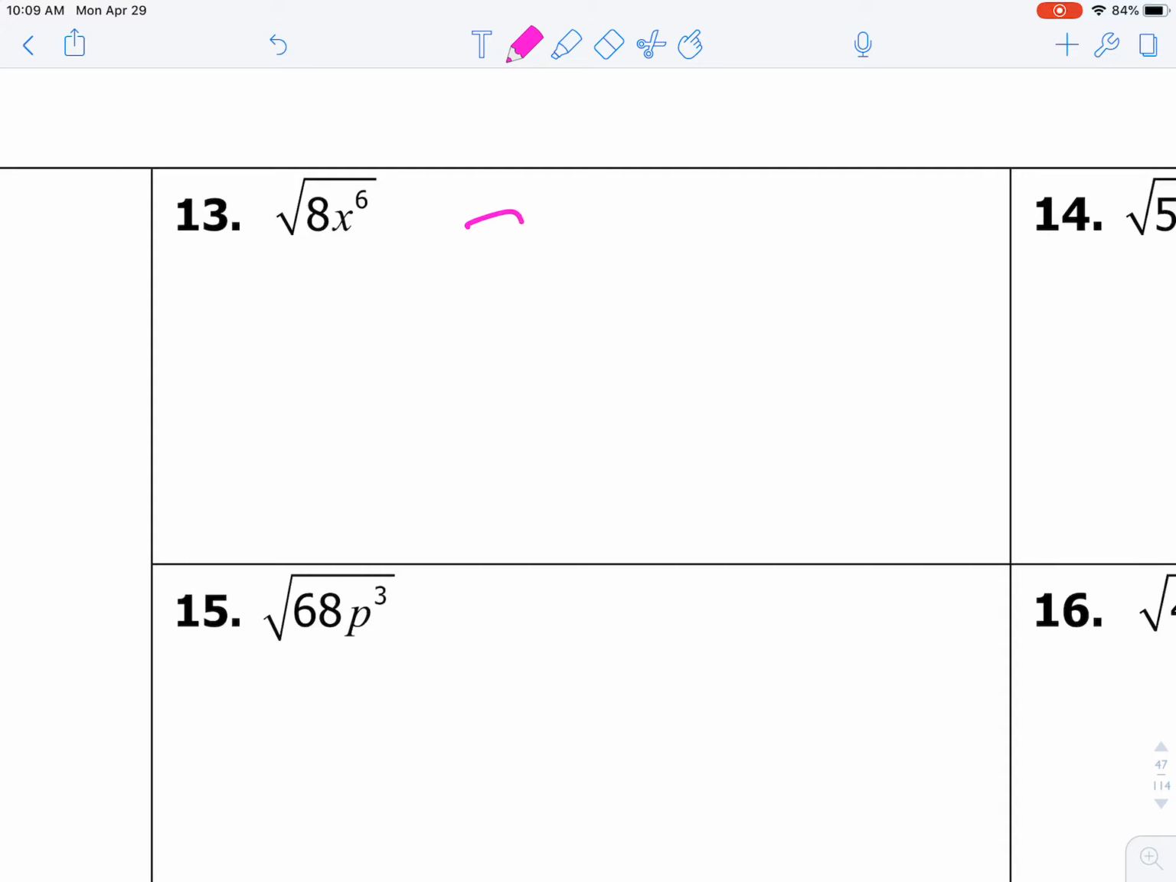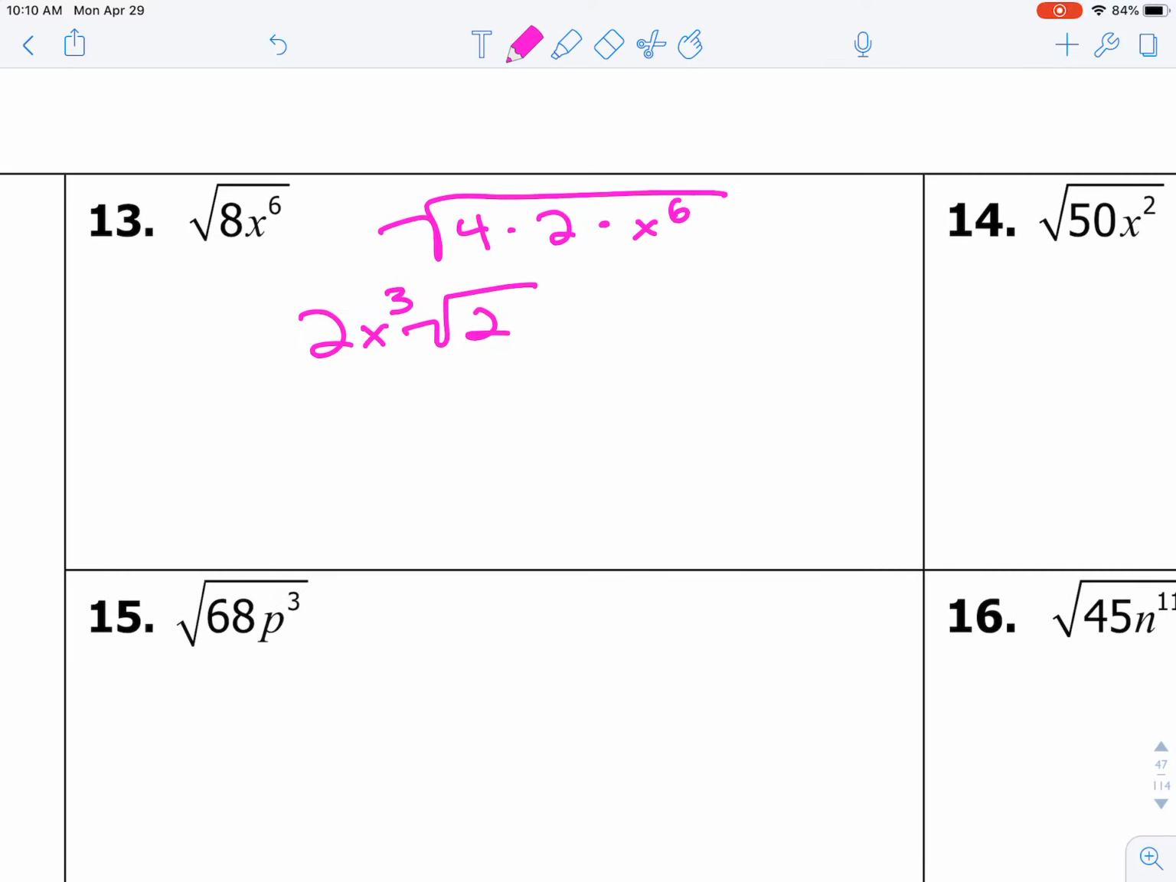We need to break this down like we did on Friday to 4 times 2 times x to the 6th. Might be a little clearer if I write this as times like that. And then, well, whatever you can take the square root of in there, take the square root of it. If you can't, you leave it. So the square root of 4 I can do, and the square root of x to the 6th I can do. The 2 I cannot do. I am done. Okay?